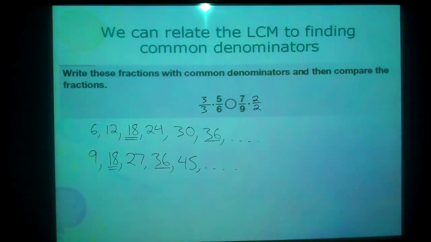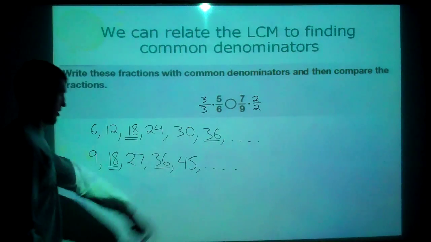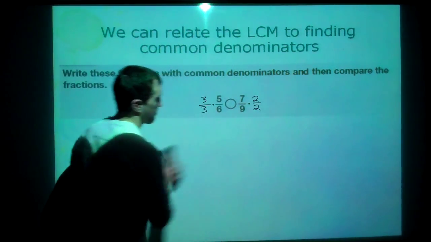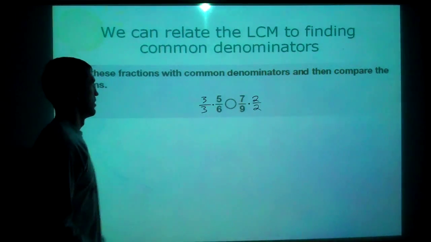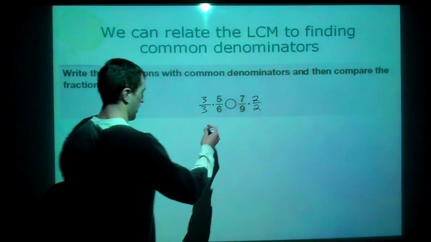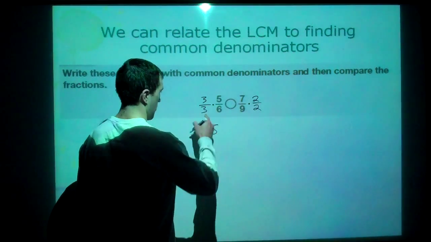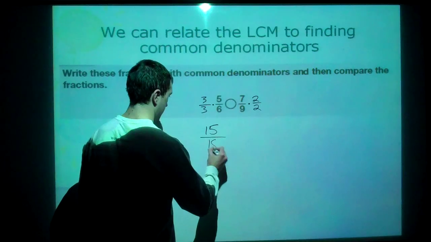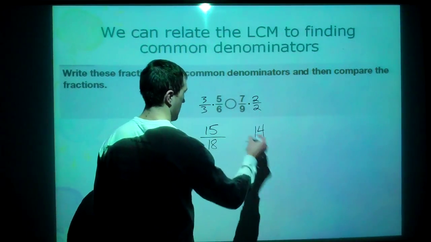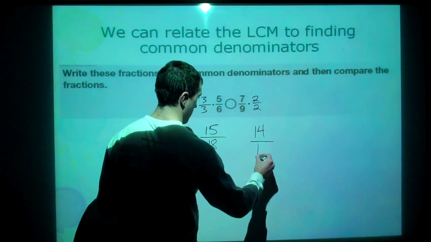Now in the future you're not going to have to list out all these multiples, I'm just showing you how this is going to work. So if we go ahead and do this, and I'll drop it down here, we get 3 times 5 is 15. 3 times 6, we should get 18. And 2 times 7 is 14. 9 times 2 is 18.